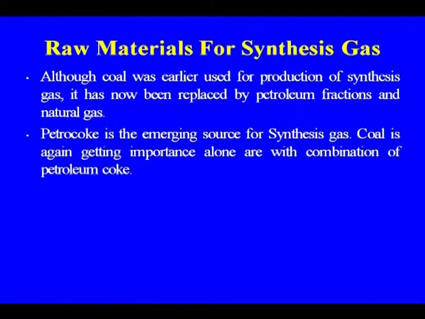Although coal was earlier used for the production of synthesis gas, it has now been replaced by petroleum fractions and natural gas, because the birth of the chemical industry was through the coal route, not through the petroleum route. So, petrocoke is another emerging source for synthesis gas. Coal is again getting importance, alone or in combination with petroleum coke, because in some countries huge coal deposits are there. India has a high ash content in its coal, but China is going to have coal-based chemical plants.